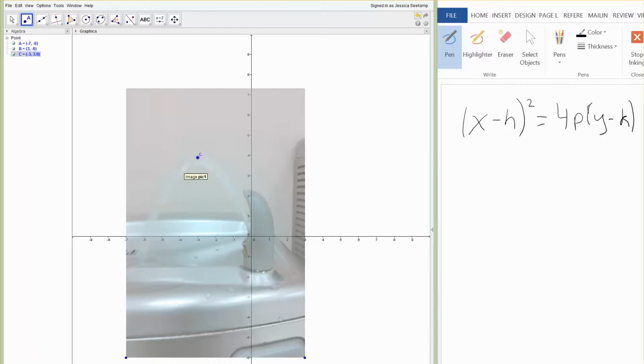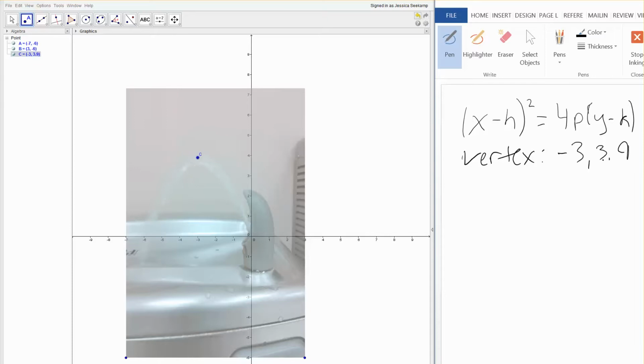And if it's not exactly perfect, you can move it around with your arrows. I'm going to say it looks like it's at about right there. That's my vertex. Alright, so I stuck C there, and notice the coordinates are right over here on the left-hand side. It says that C is at negative 3, 3.9. Okay, so the coordinates of my vertex, vertex is at negative 3, 3.9.